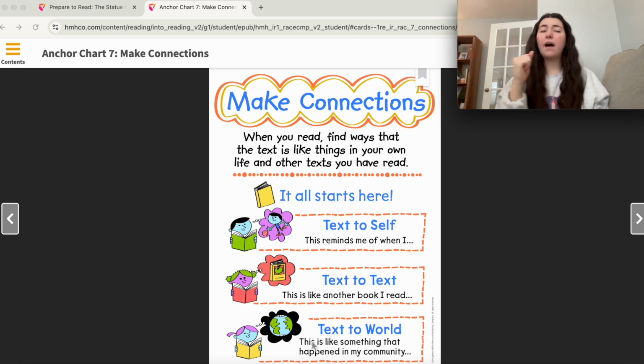So you can make connections from text to self. Say text to self. Say text to text. And say text to world. And it helps you to make connections, and it helps you to understand our stories on a deeper level.